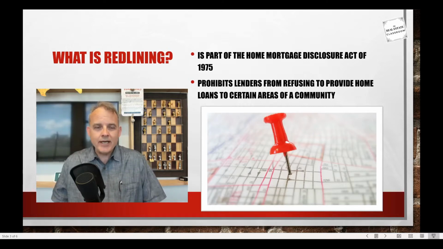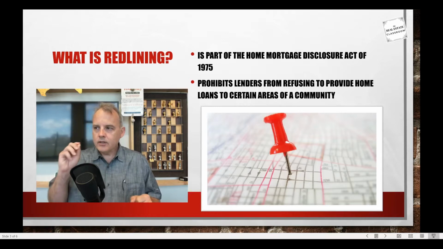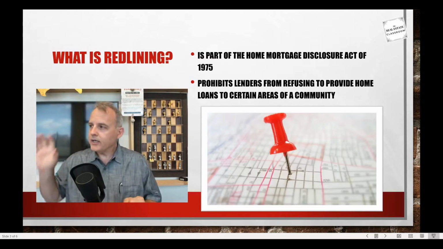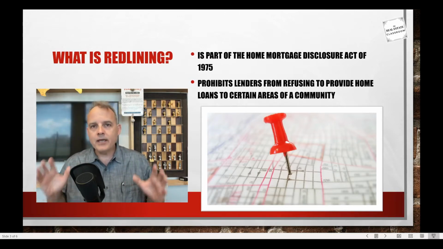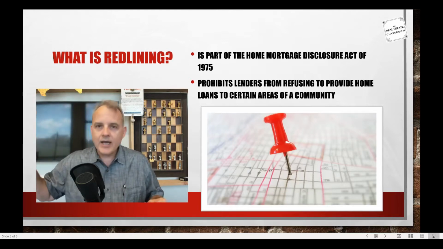Now, what is redlining? Well, the best way to describe it is you would walk into a bank prior to this law, and they would actually have a map on the wall of the bank. And there would be certain areas of town that literally someone took a red marker and outlined that area in that red marker. And within that area, the bank would not provide home loans to residents within that area.